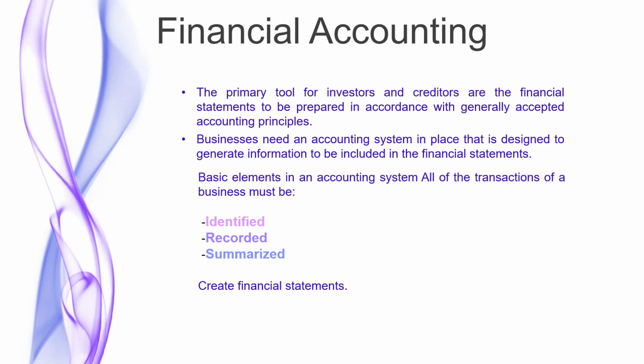Some of the most basic elements, and you'll remember this, in an accounting system is that all of the transactions of a business must be identified, and then they must be recorded in some way as to recognize the impact that they have on the financial statements. And then it has to be summarized in some kind of an organized way. That's done through posting journal entries to a general ledger. And then finally, we can take those balances from those summarized accounts in the general ledger and actually create some financial statements.